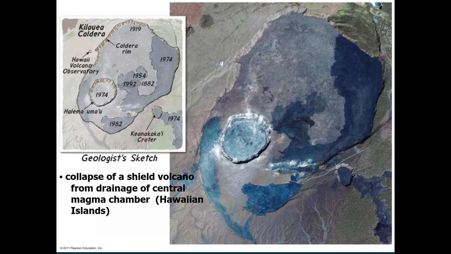Here is a collapsed volcano from the drainage of a magma chamber in the Hawaiian Islands. And so here you can see in the map view, you have various calderas that are formed from that collapse of the magma chamber draining, and then been actually marked 1974, here's one, 74, and so forth. So you can kind of see where the caldera kind of moves around.